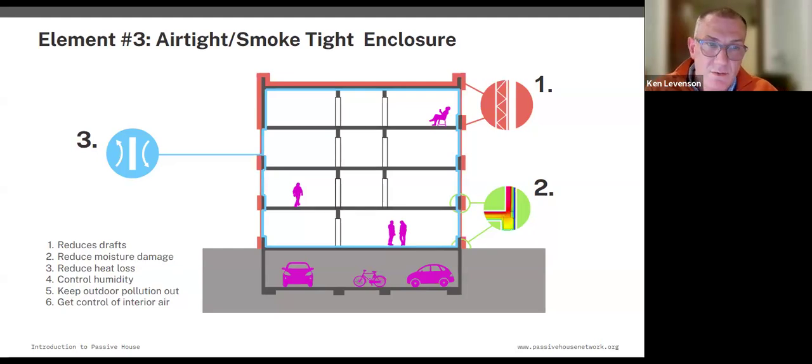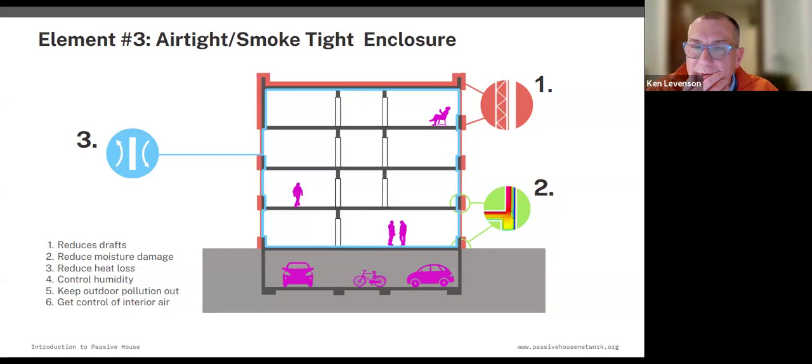Air tightness also helps reduce moisture damages, massively reduces heat loss, helps control the humidity. And I know in your neck of the woods you probably don't have the toughest climate, so some of these aren't as necessarily pulling, but bringing these together and being able to dial it in allows you to have control, even if it's not the most extreme. Keep that outdoor pollution out and have good indoor air quality.